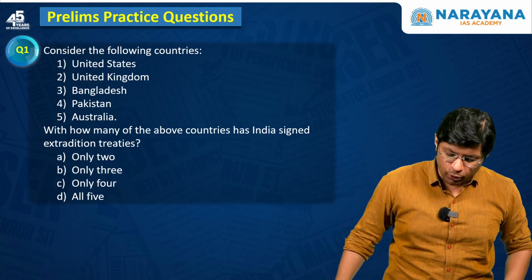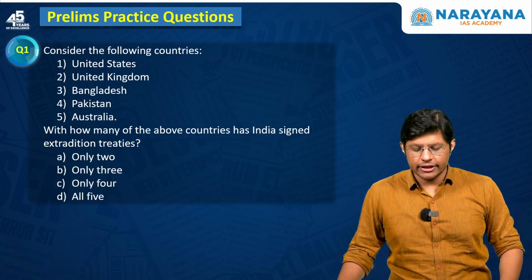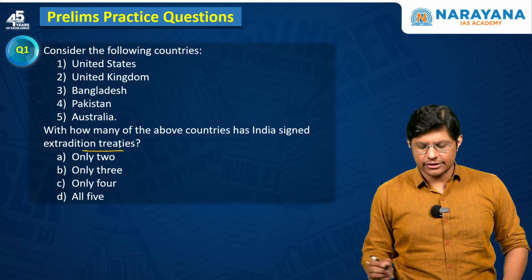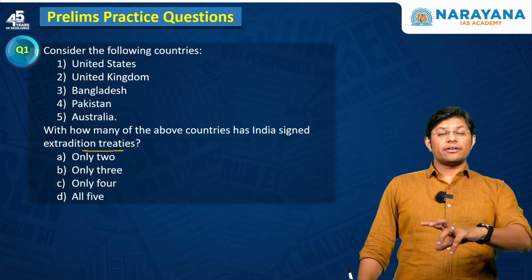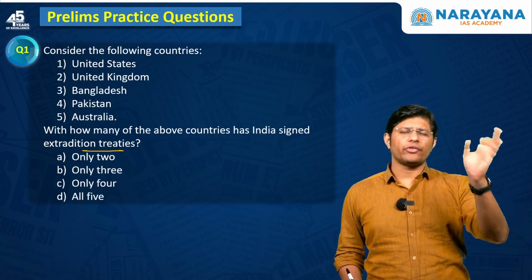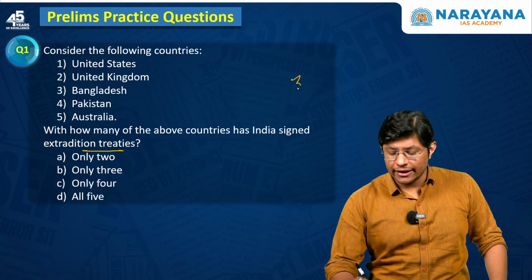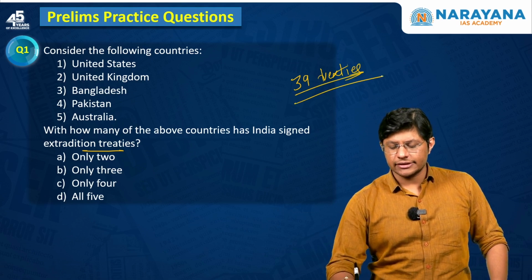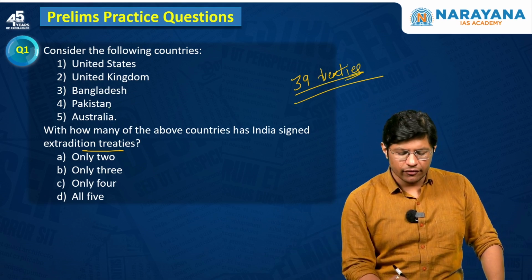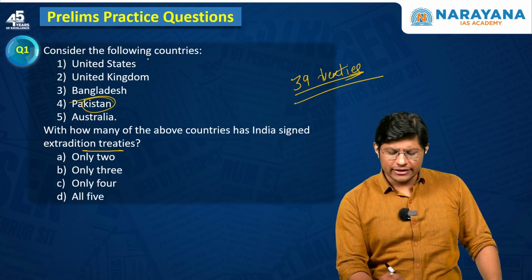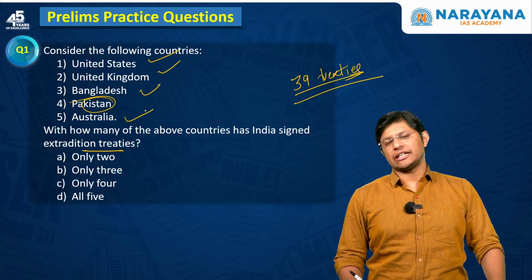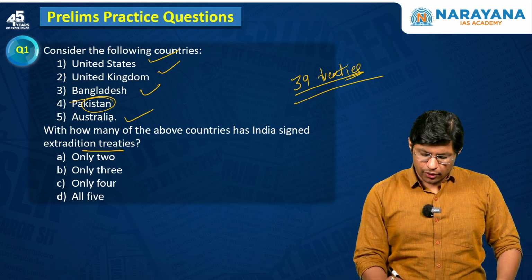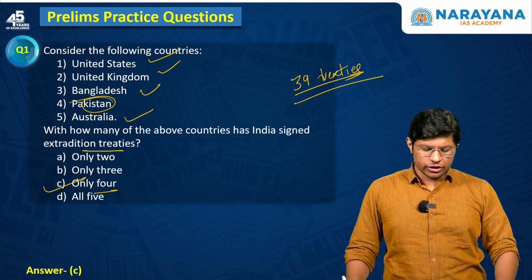First question: consider the following countries: US, UK, Bangladesh, Pakistan, Australia. With how many of the above countries has India signed extradition treaties? Though I did not cover this point in the explanation, you need to have a fair idea that India so far has signed 39 extradition treaties, but India did not sign any extradition treaty with Pakistan. With US, UK, Bangladesh and Australia, we have signed extradition treaties. So only 4. Option C is the correct answer for question number 1.